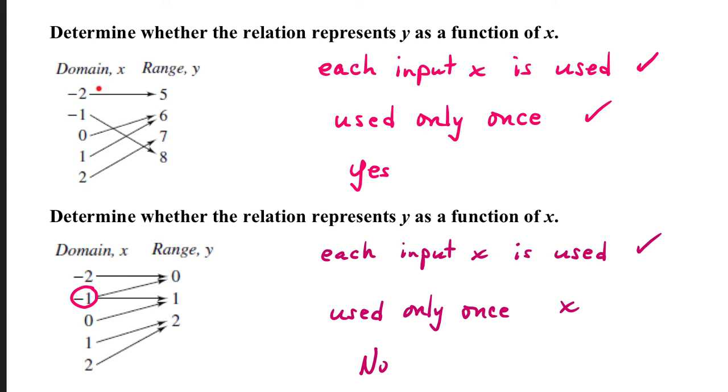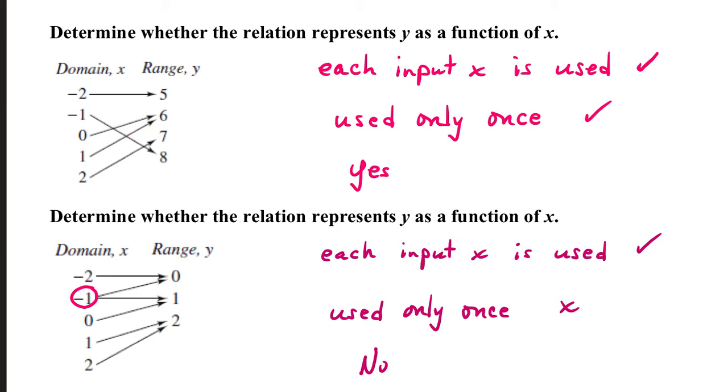So our domain is made up of the integers -2 through +2. Our range is made up of the values of y, 5, 6, 7, 8. So this is a relationship between x and y values, domain and range. The two questions we need to ask, first one is, each of the input values used? And they are. Each number in the x column is used.